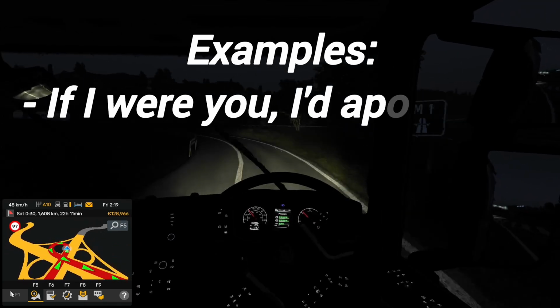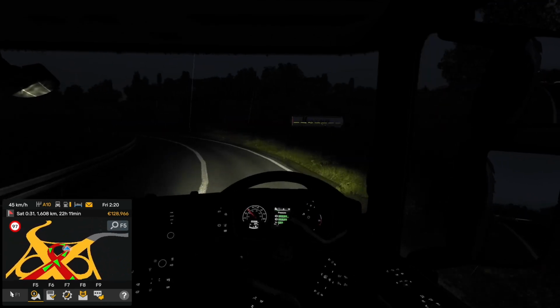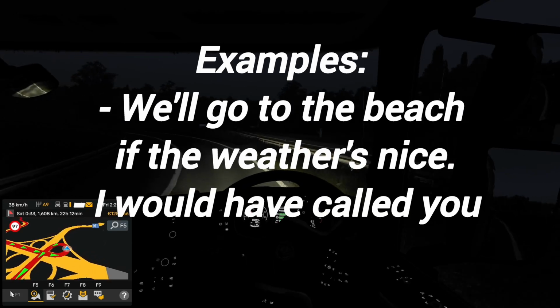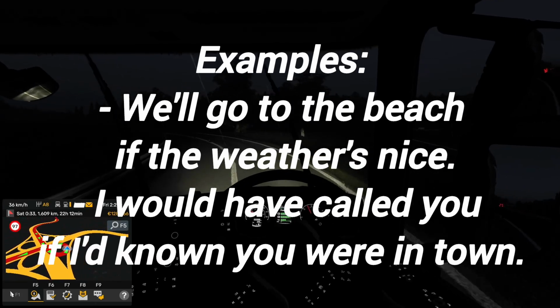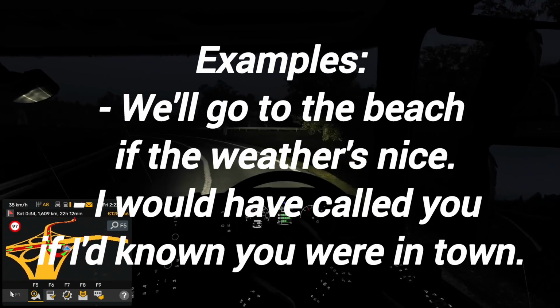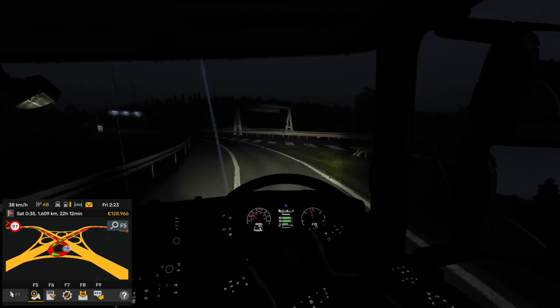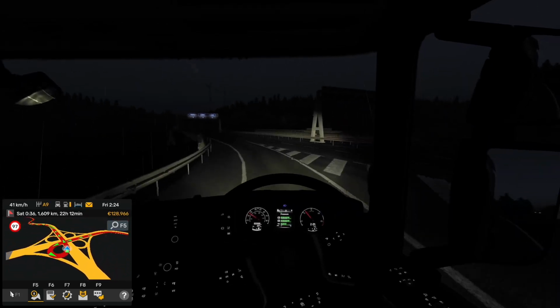Instead of we will. It's also common to hear the if clause at the end of the sentence in spoken English. Examples. We'll go to the beach if the weather's nice. I would have called you if I'd known you were in town. Another informal usage is omitting if altogether and inverting the subject and verb.